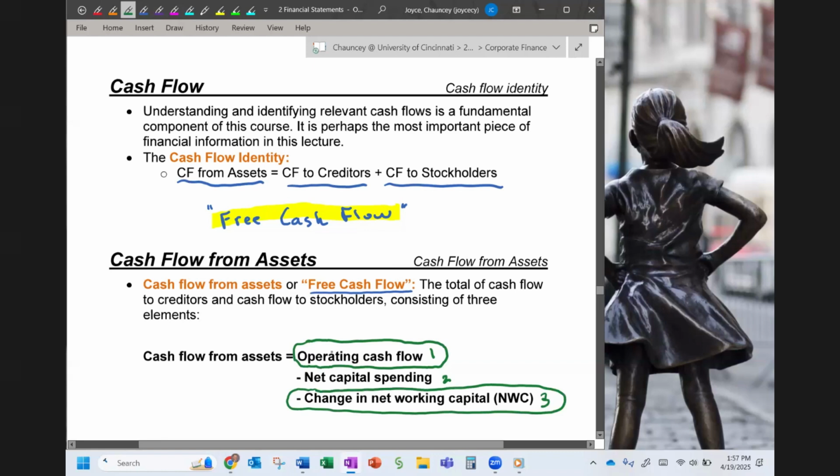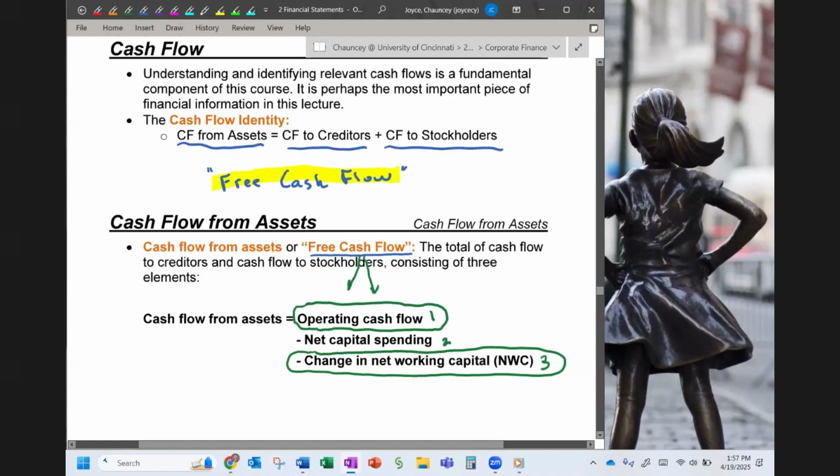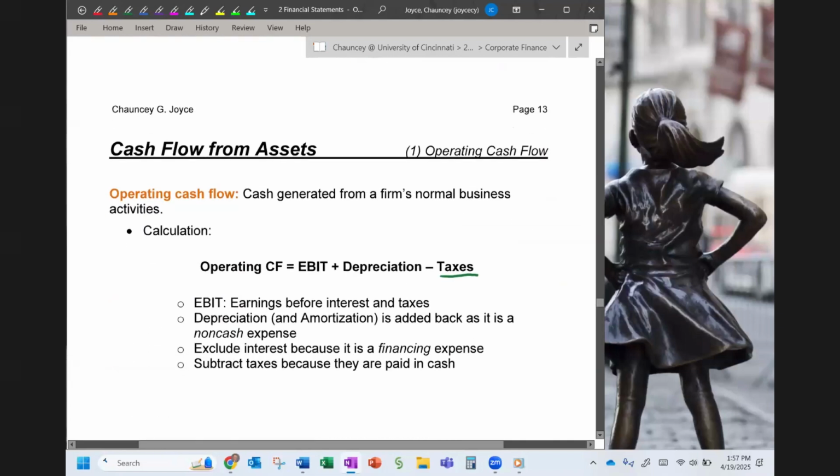Let's dissect each one of these one by one, starting with operating cash flow. So operating cash flow is cash generated from a firm's normal business activities. To do this, you take EBIT, add back depreciation, and deduct taxes. So why are we adding back depreciation if we subtracted it out before we got to EBIT? The answer is having depreciation expense lowers your taxable income. It provides what we call a tax shield.